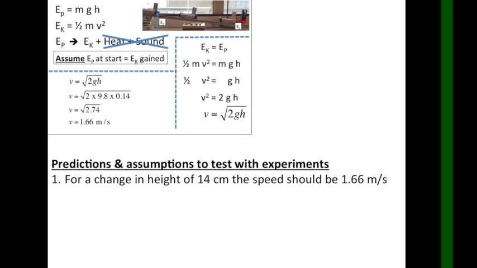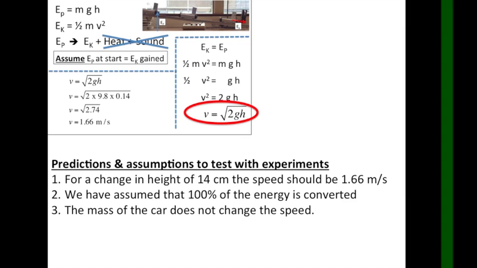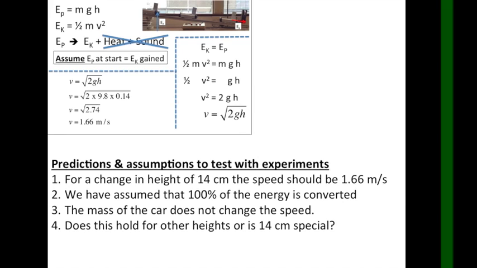We've also assumed that there was 100% energy conversion. Test that. Third, the mass of the car doesn't actually determine the speed according to the proof. So see if that's true. And last of all, maybe the height of 14 centimeters is special. Maybe that's not a fair test, so try some of the other heights.